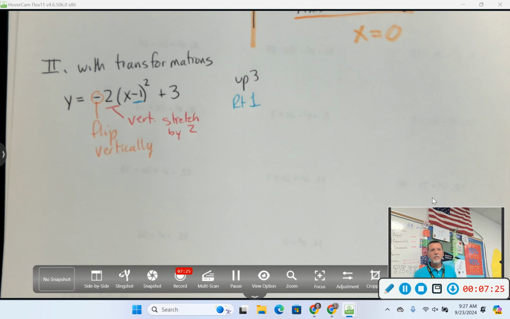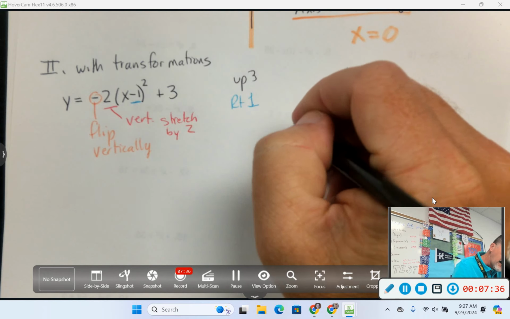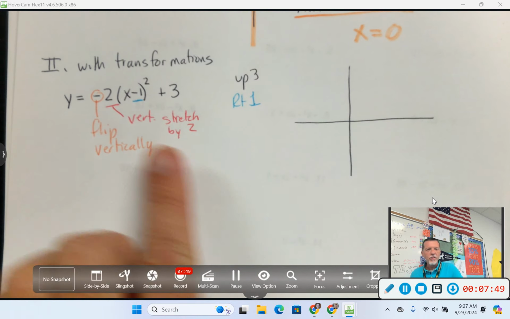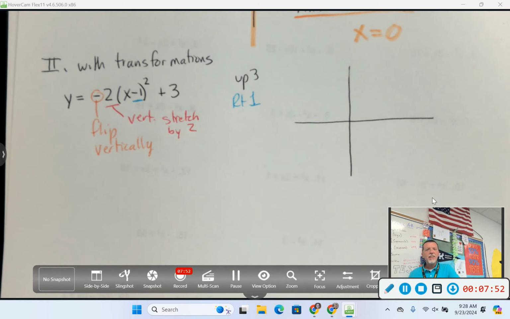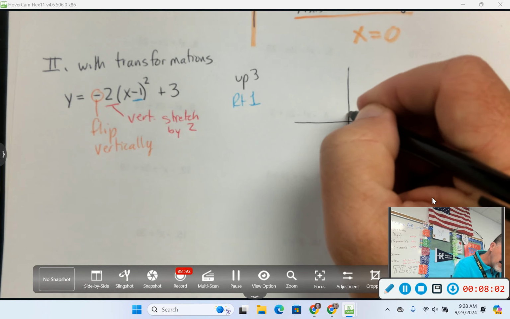Okay. So yeah, this has all 4 things changed. We've got an up, we've got a right, a stretch, and a flip. So let's see how we can put that on a graph here. Which of those pieces of information should we use first? So there's like 4 things going on. Right one. Yeah, I would accept that, or what's the other one that you could use first? Yeah, those sort of go together. The right one, the up 3. So right one, up 3.